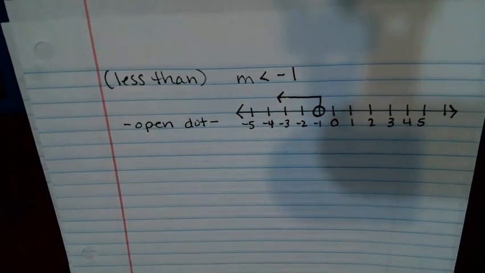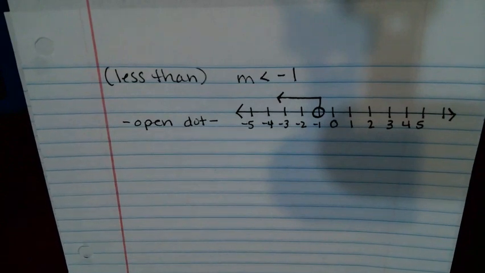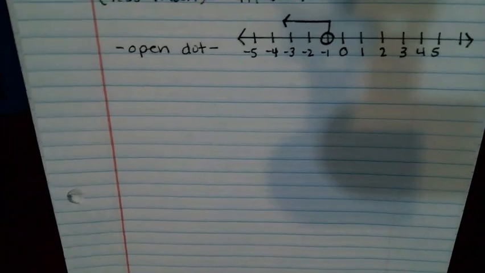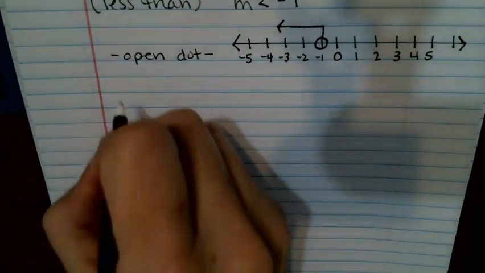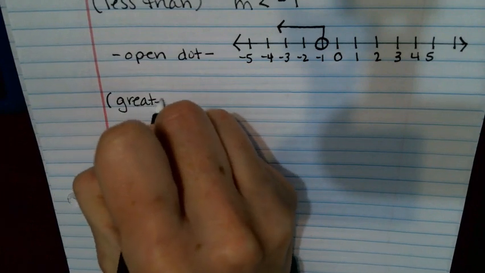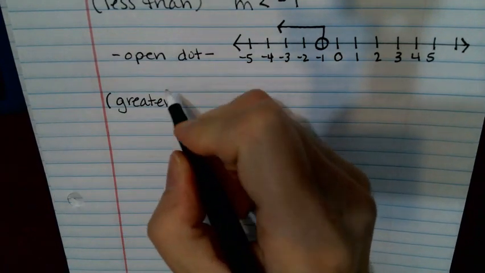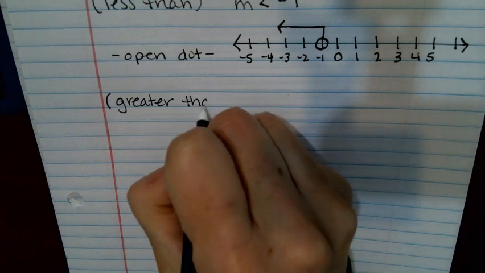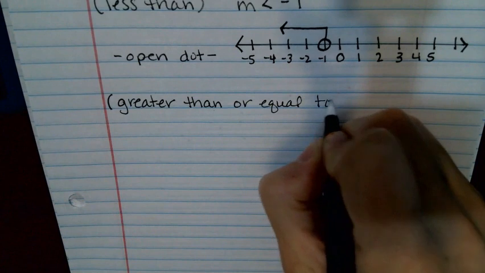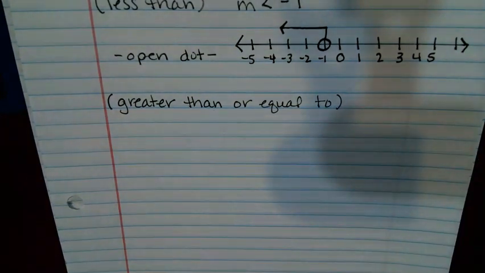Okay. Now, what's really crazy is I'm going to introduce you to two new symbols. Okay. And here's the first new inequality. It's greater than, and actually it's greater than or equal to. Greater than or equal to.